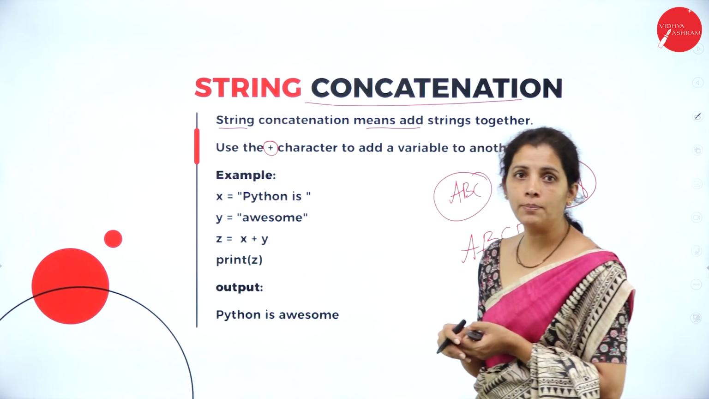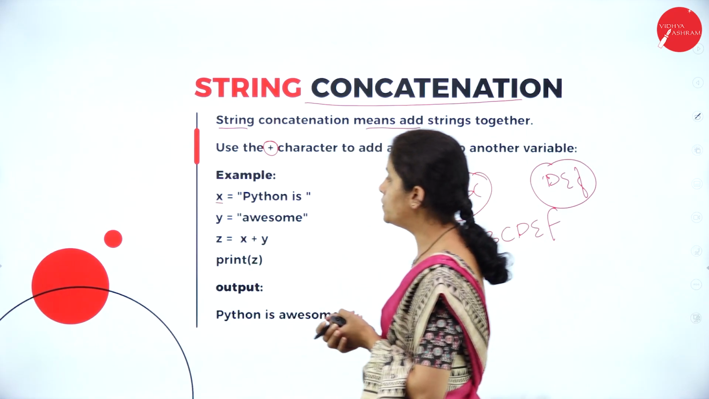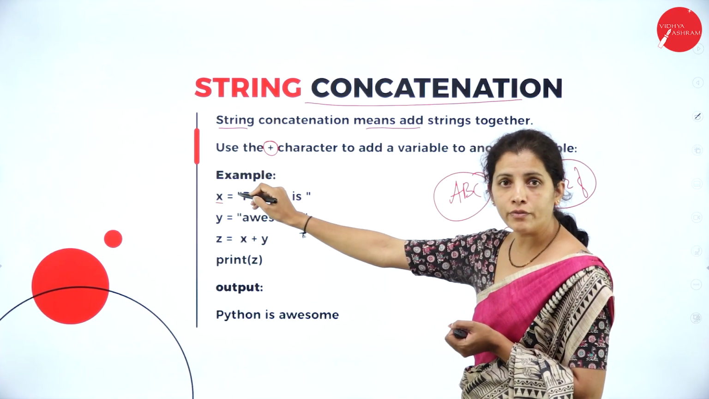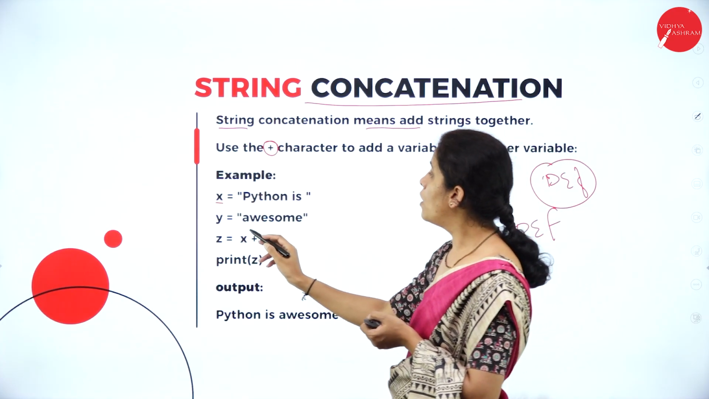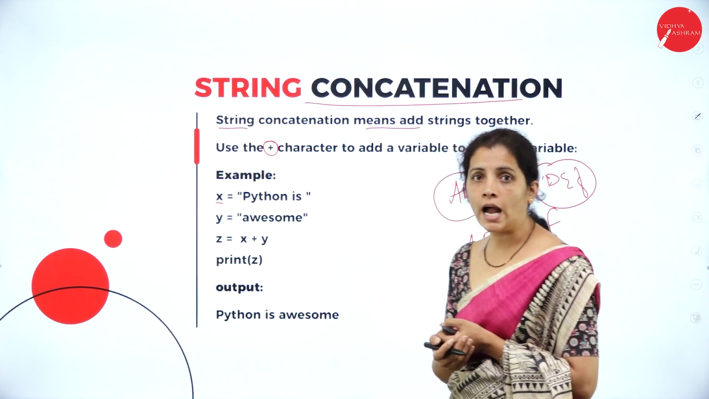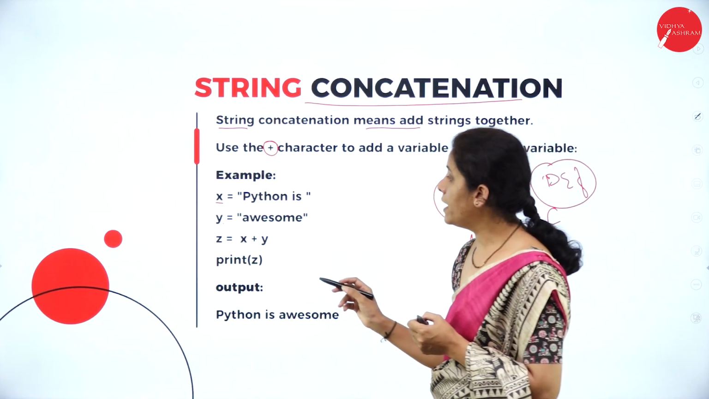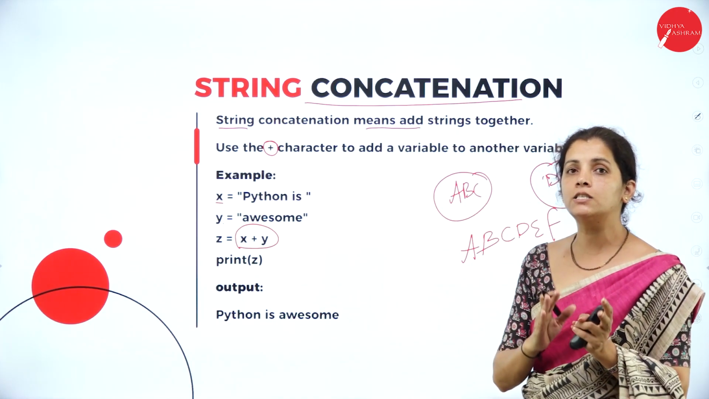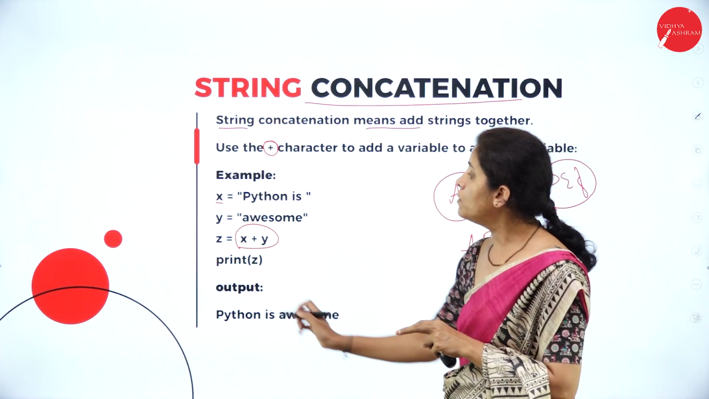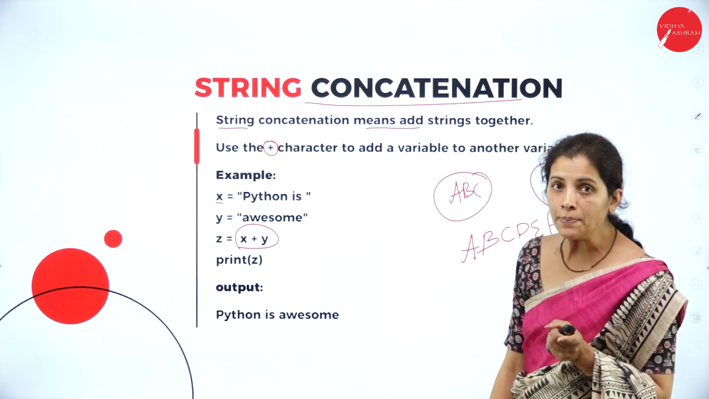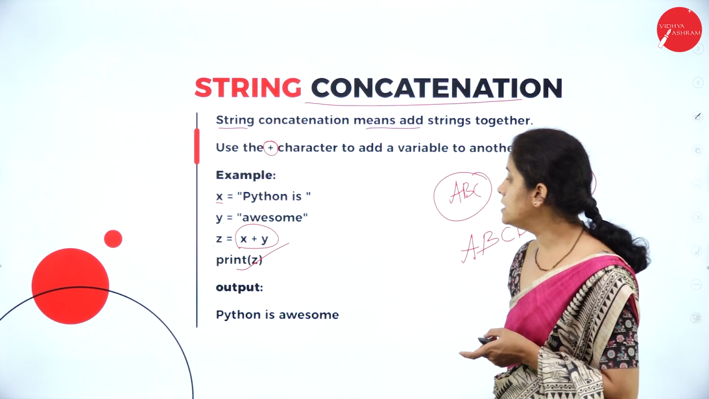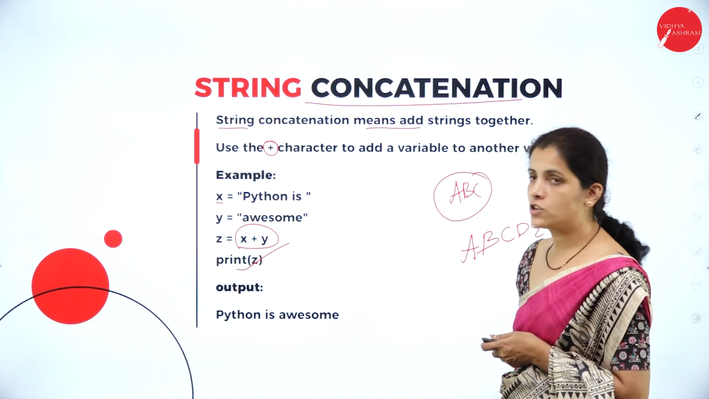Now, let me write the program here. X equal to "Python is", it's a string. X is of type string. Now, Y is also of type string. Now I want to perform concatenation of the two strings, so X plus Y. Now Z is also of type string and I'm going to print the string. The output is "Python is awesome".